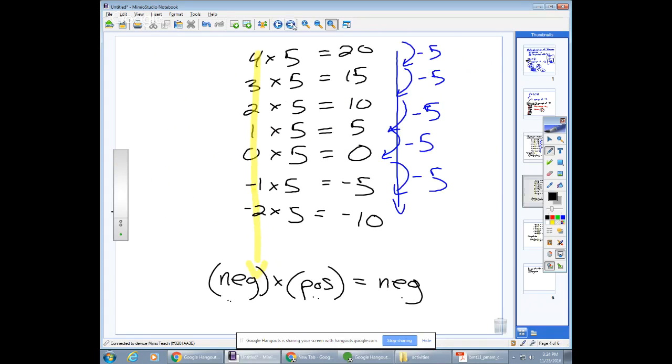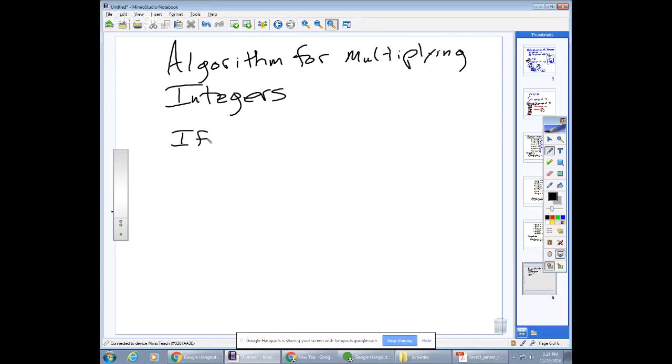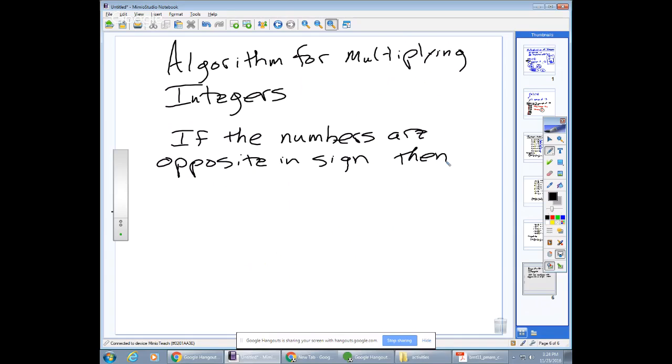Now, let's write that down in our algorithm. So if the numbers are opposite in sign, then what we have is a negative product. So the product is negative. Oops, thank you. Jumping ahead to the next part. And remember, the word product is just the result of multiplying two factors. So that's part of our rule. And one of two things is going to happen. There's two numbers, so either they're the same sign or they're different signs. So here we have their different signs, so our other rule will be for if they're the same sign.